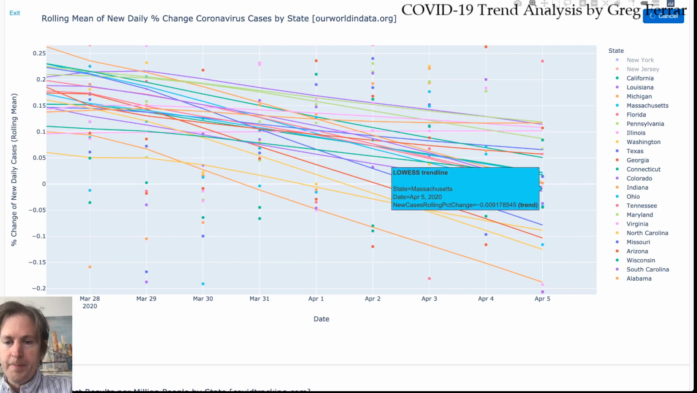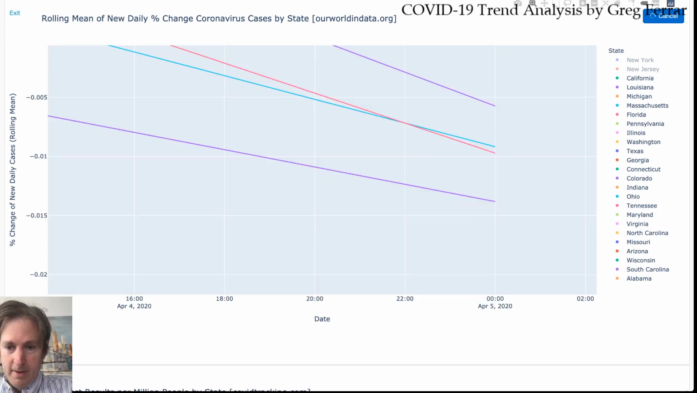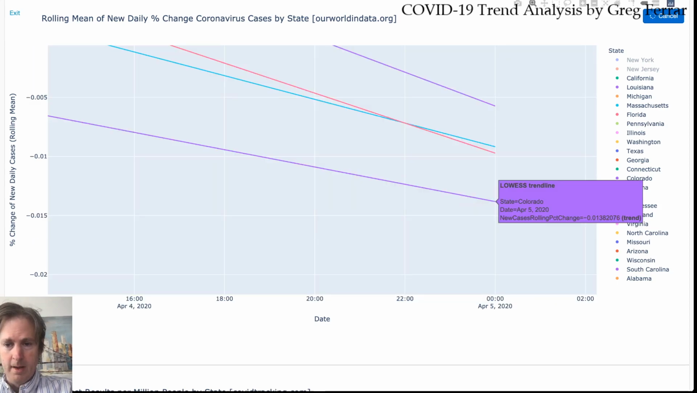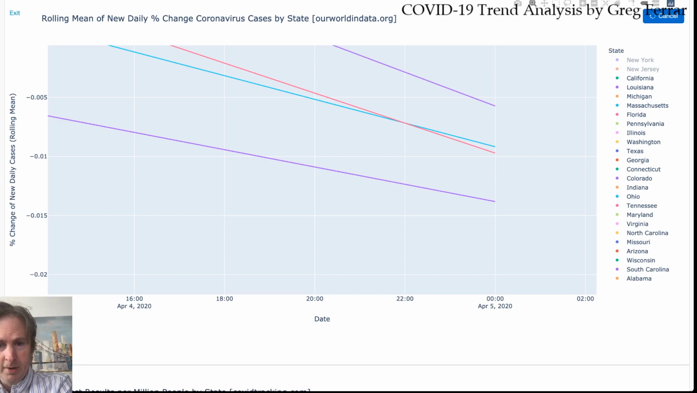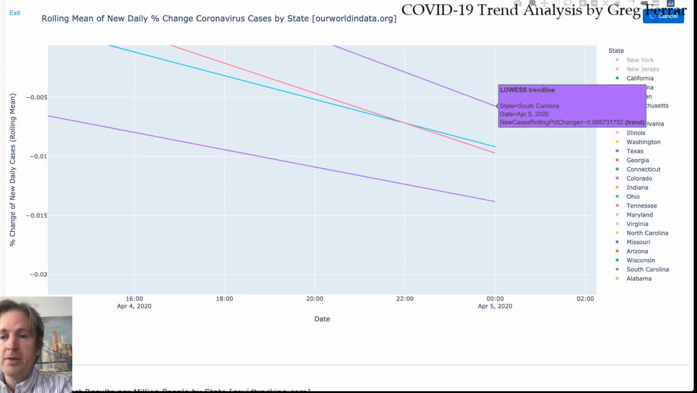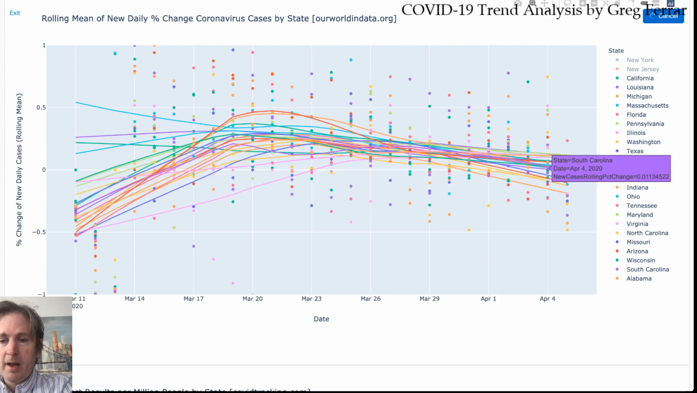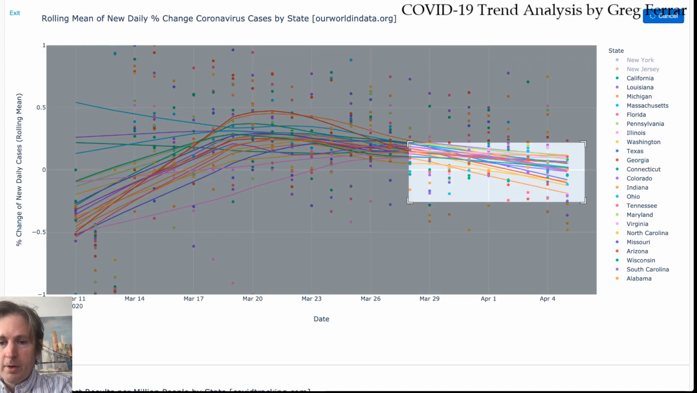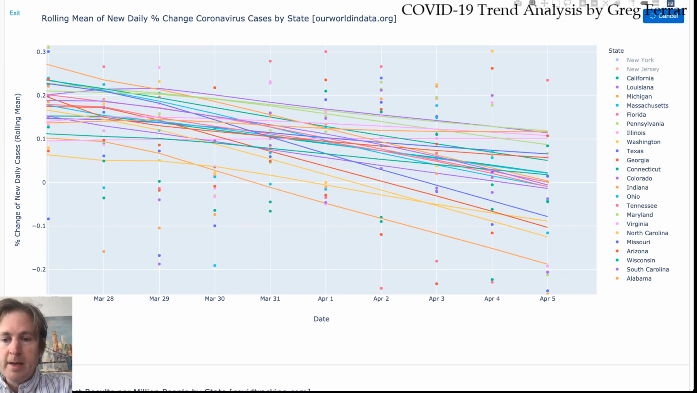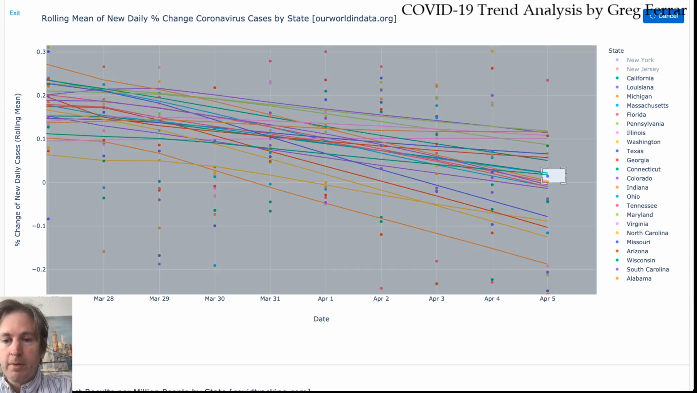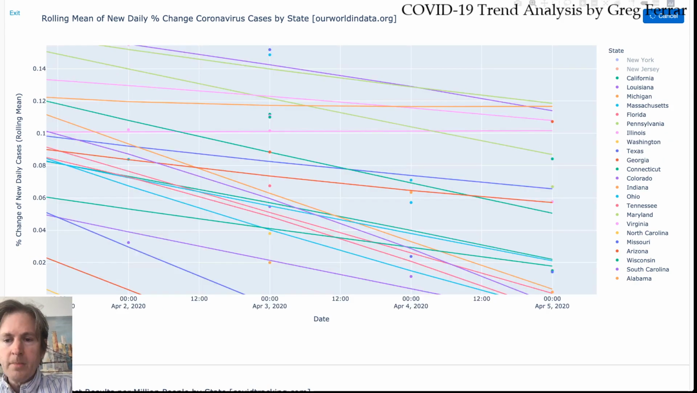I'll just take a quick zoom in on that little group of just barely turned the corner states: Colorado, Tennessee, Massachusetts, South Carolina. All of them have turned the corner, if trends continue, and are heading down and are having negative growth. These other ones are all heading downward, but they still have positive growth. They're all above zero.